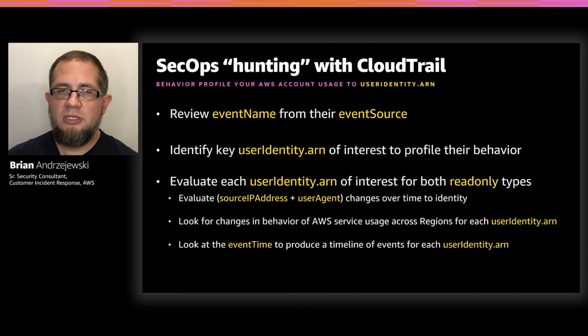Now we start looking at event time to produce a timeline of events for each of these user identity ARNs. The timeline is going to be critical because it's going to start establishing behaviors of that user identity ARN, especially if it belongs to a console user, where they're typically going to have certain patterns of when they log in for work, they access the console, and then they sign off for the night using certain ISPs or networks.